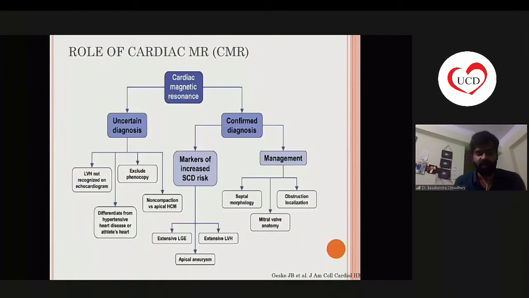So often, as we can see, ECG and echo are not enough, and cardiac MR plays a pivotal role in the diagnosis of HCM. Not only diagnosis, also in confirmed cases, it can detect extensive late gadolinium enhancement, apical aneurysm, extensive LVH, and also in the management aspect, septal morphology for planning surgery, mitral valve anatomy, whether mitral valve intervention is required, and localizing the obstruction. All these are helped by a proper cardiac MR study. So a patient with HCM should undergo at least one cardiac MR during the evaluation process. Next slide.